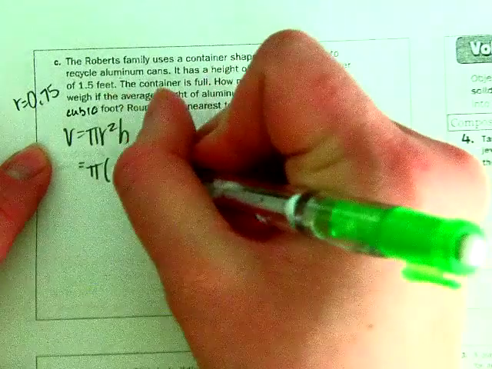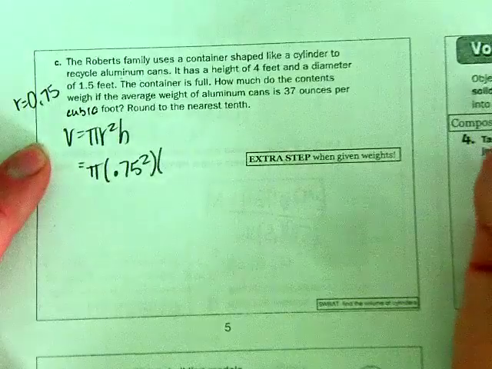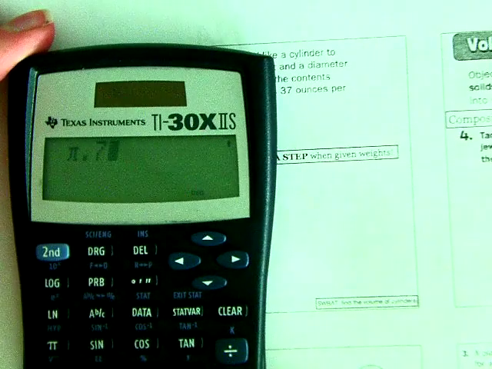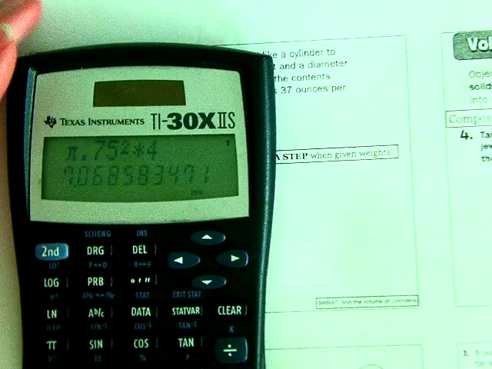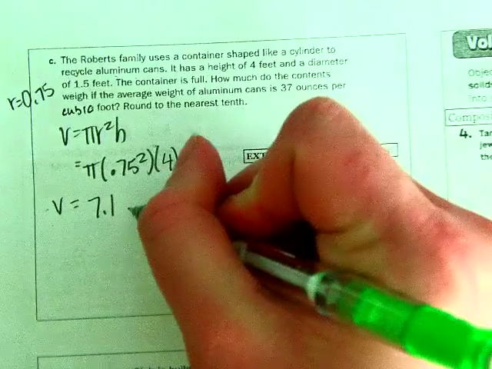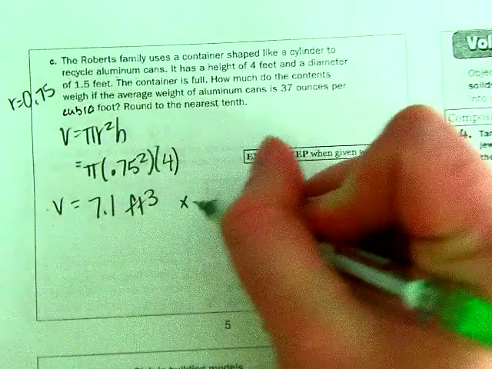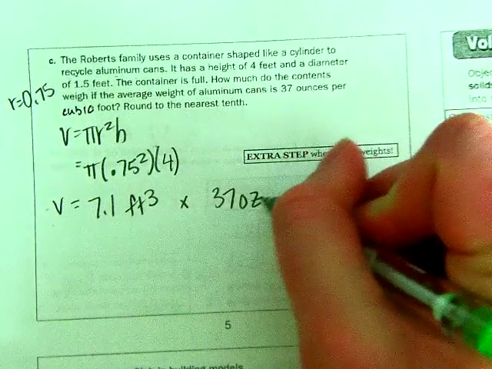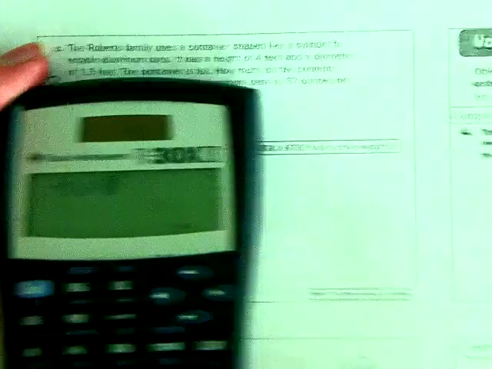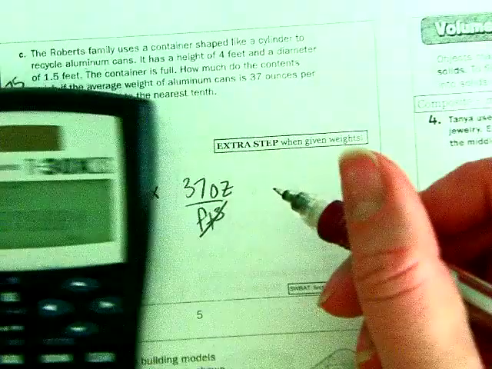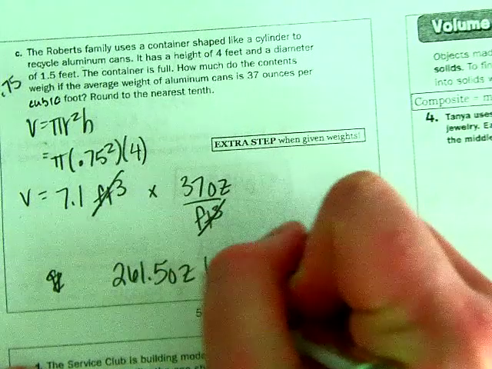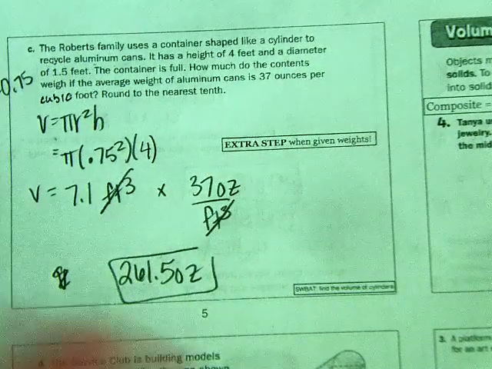So pi times radius squared times the height of the container, 4. So pi times 0.75 squared times the height, 7.1. I'm going to leave that in my calculator, 7.1 feet cubed. But that's times 37 ounces per cubic foot. So I'm going to be left with ounces. If I take my number in my calculator times 37, you get 261.5. It's not volume. It's 261.5 ounces is what we're left with. That's how much it weighs. So watch the label on weights.